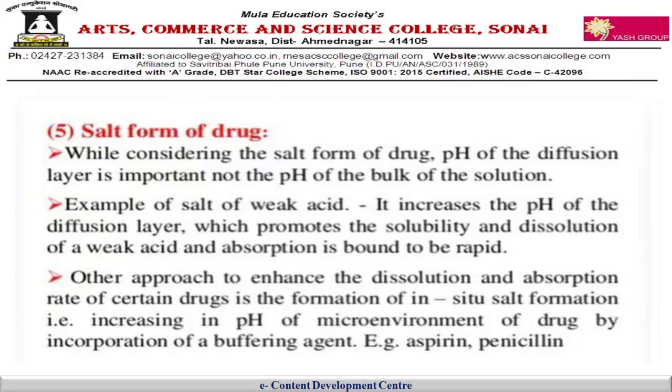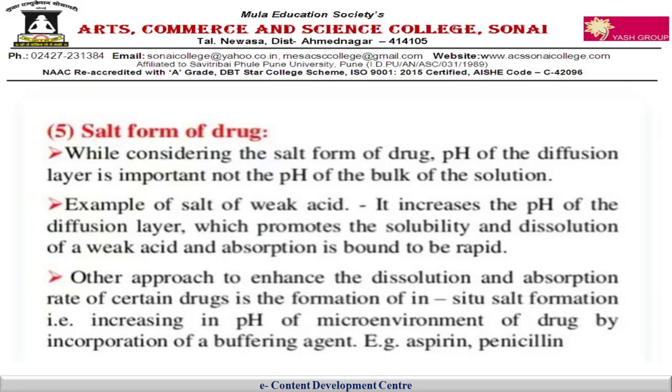Fifth factor, salt form of a drug. While considering the salt form of the drug, the pH of the diffusion layer is important, not the pH of the bulk of the solution. So, for example, a salt of a weak acid increases the pH of the diffusion layer, which promotes the solubility and dissolution of a weak acid, and absorption is bound to be rapid.